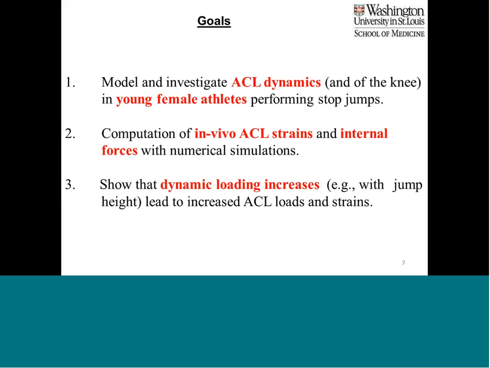A second goal was, of course, the combination of those ACL strains and internal forces using the numerical simulations and the OpenSim environment. And a final goal was to show that dynamic loading, for example, when impact increases the jump height, can lead to increased ACL loads and strains. So my final goal is to show through simulation the increased effect of dynamic loading on the ACL.